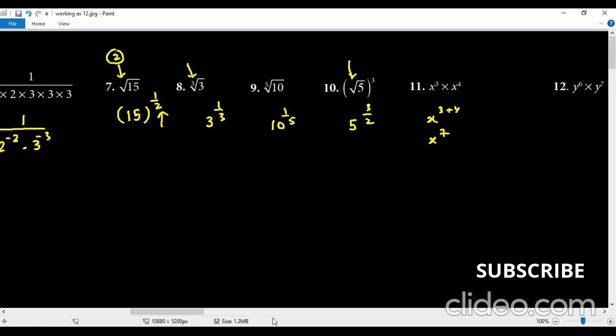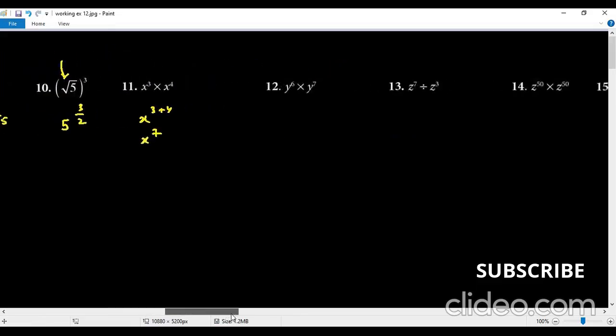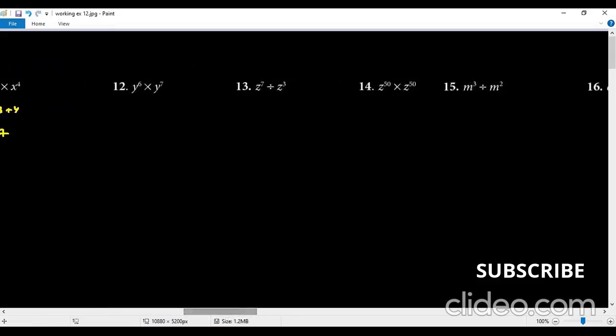Now when it comes to question number 12, since numbers are multiplying, powers are going to be added. So y, 6 plus 7. Always remember to show this working, because this working is going to give you points. It's going to be y power 13. In question number 13, the numbers are getting divided, that means it's going to be z, 7 minus 3, and z power 4 is going to be your final answer.